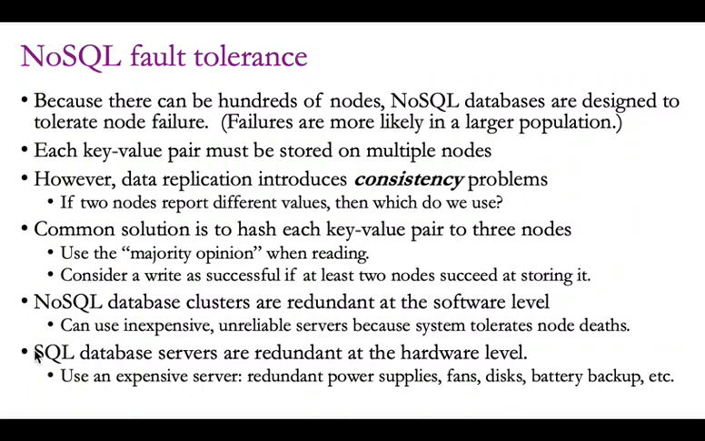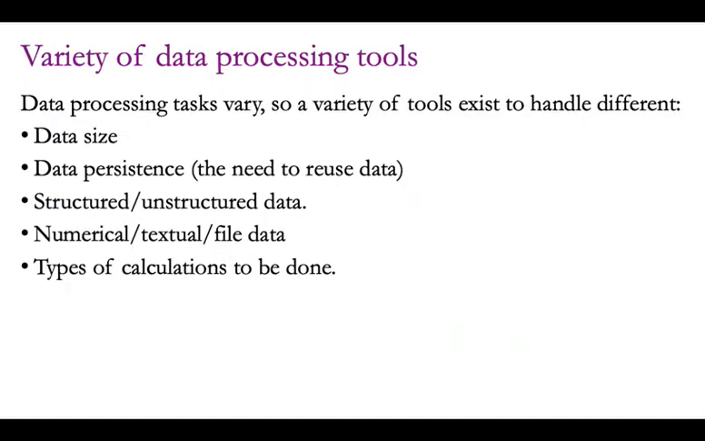On the other hand, traditional SQL databases tend to be one computer, and then they have redundancy at the hardware level, like multiple power supplies, multiple fans, multiple disks working together storing data, battery backup, stuff like that. So you tend to use a more expensive server to host a traditional SQL database, because if it fails, then the whole database is unavailable. Whereas NoSQL databases are designed to tolerate the failure of one of the machines and still carry on because you have replicas of data and so forth. Okay. All right. So that was a quick introduction to NoSQL databases, distributed hash tables.